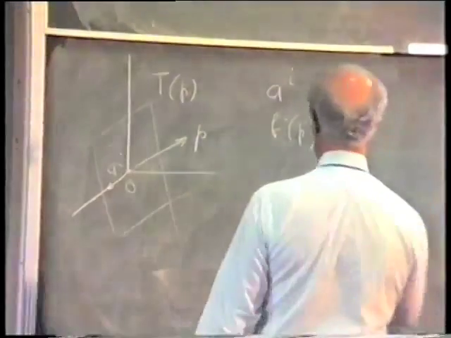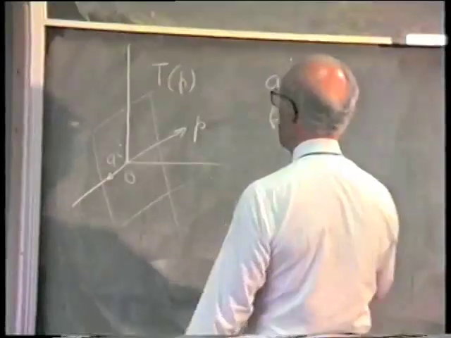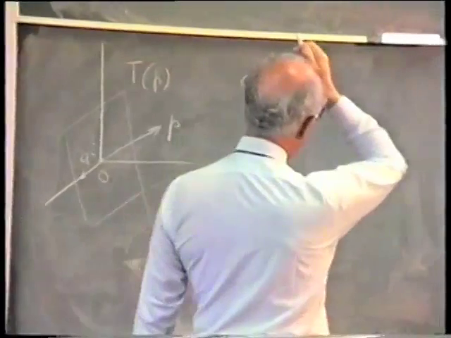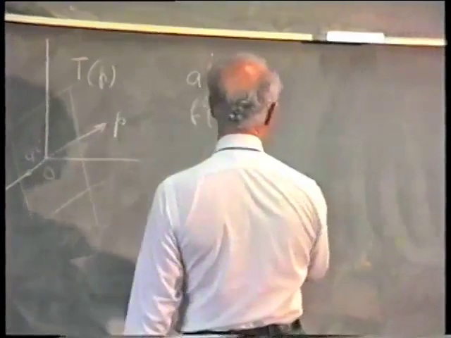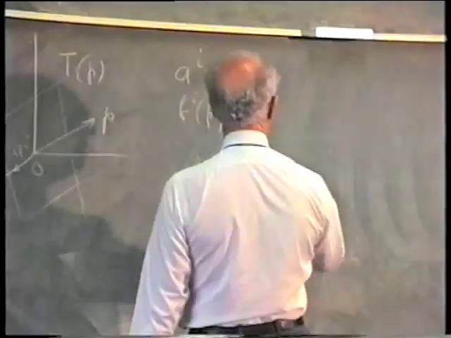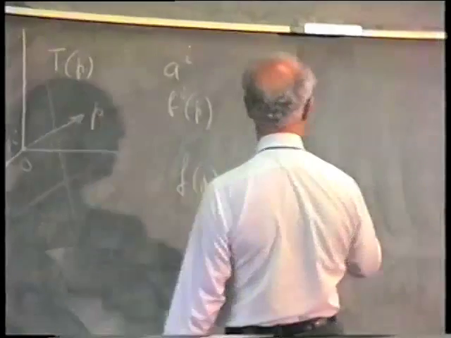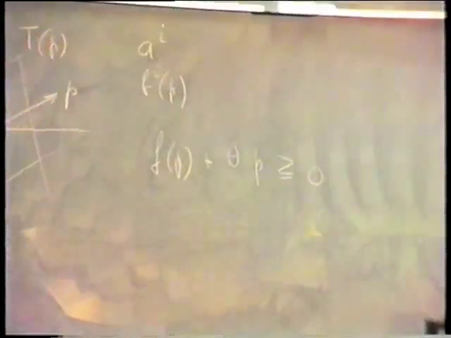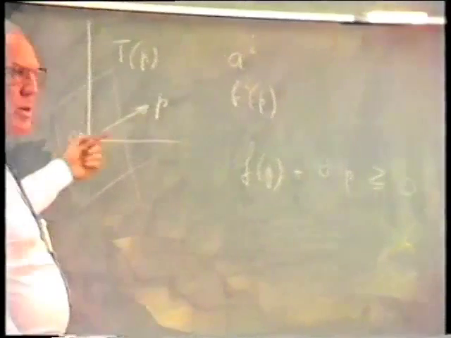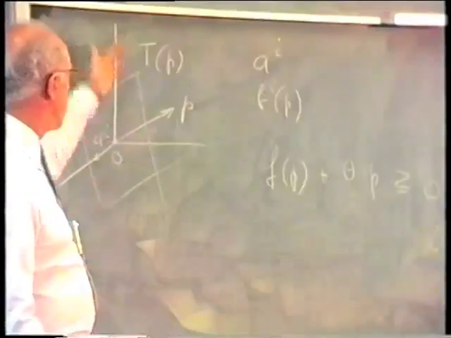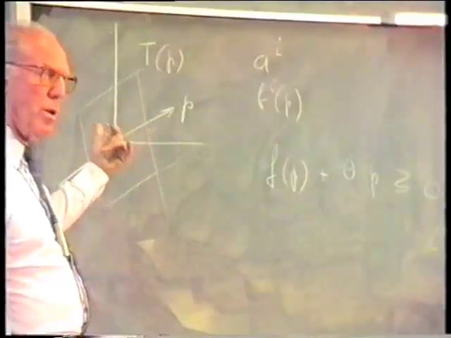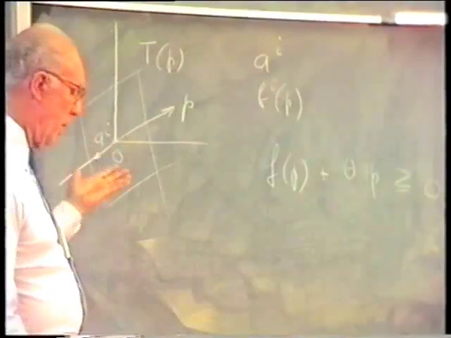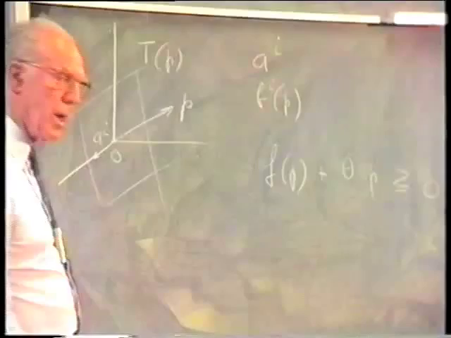And now, given f of P, which is somewhere in this hyperplane, since P is strictly positive, we can certainly, by multiplying by a certain number theta, make this vector greater than or equal to 0. That is to say, f of P is somewhere here. By translating, as far as is necessary, you will eventually enter the non-negative orthant. And you can do that because P is strictly positive. Of course, if it were non-negative, it would not be possible to do that.